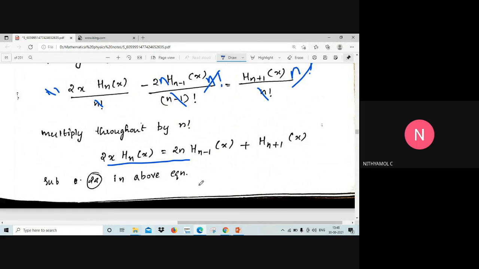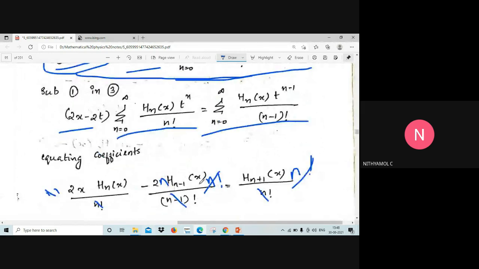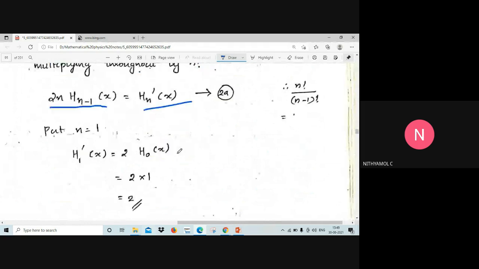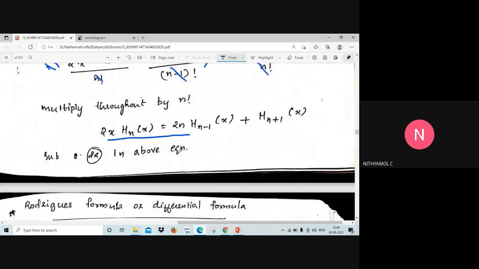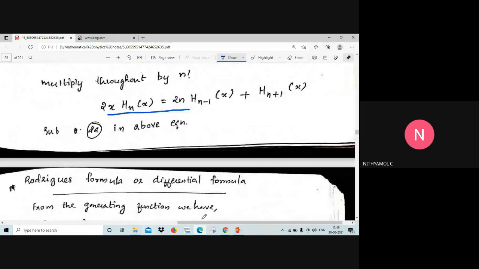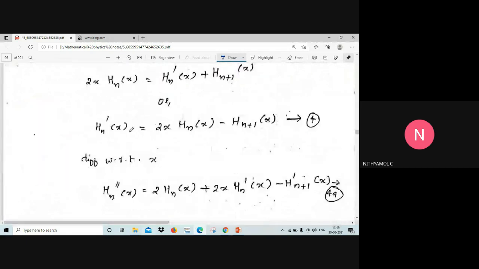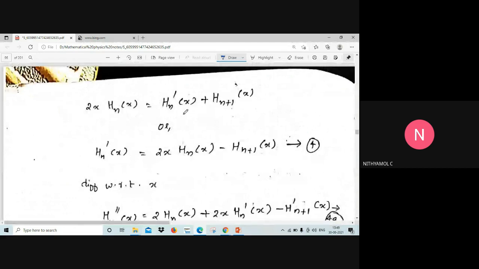Substitute 2a in the above equation. What is 2a? This equation. We can substitute this equation here. Then we will get 2x hn x equal to hn prime of x plus hn plus 1 x. Or we can write hn prime x equal to 2x hn of x minus this term, hn plus 1 x.